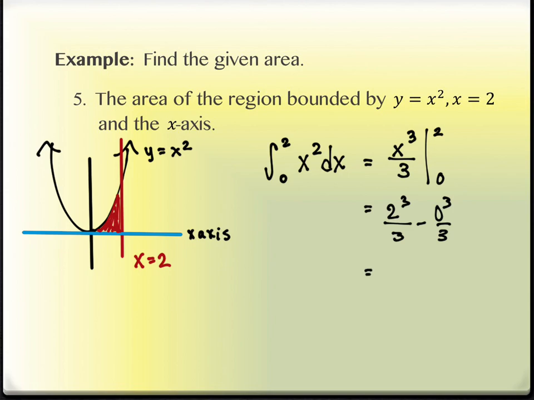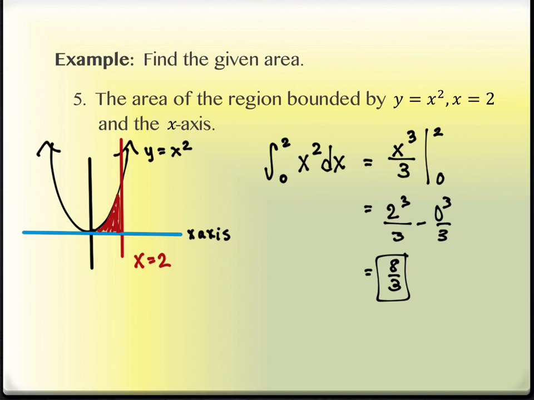What's 2 cubed over 3? What's 2 cubed? 8. Yeah, it's 8 over 3, and 0 over 3 is 0, so this is just 8 over 3. Okay, so there's nothing difficult about the computation here, but you do have to have the visualization to set it up properly, right? Yeah.